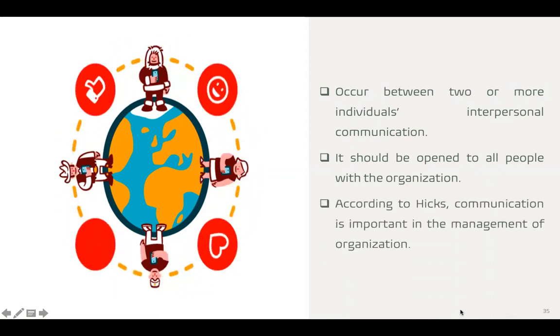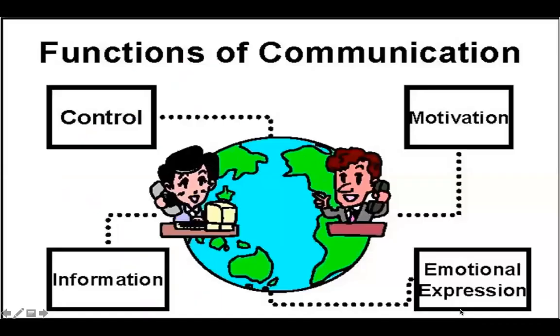According to Hicks, communication is important in the management of organizations. Functions of communication: we have control, information, motivation, and emotional expression. So let's take them one by one. Communication acts to control members in many ways. This can be shown when an employee is required to communicate any job-related grievance to their boss, to follow their job description, or to comply with company policies.